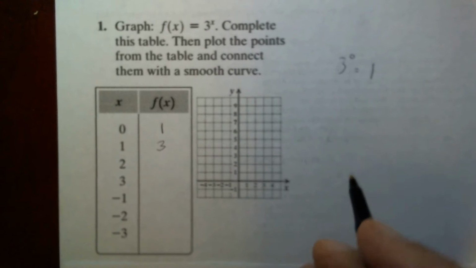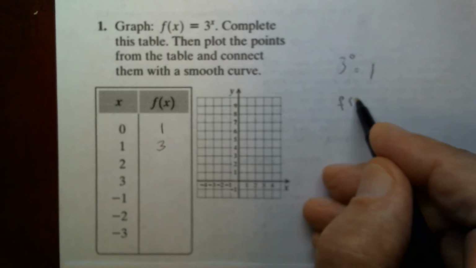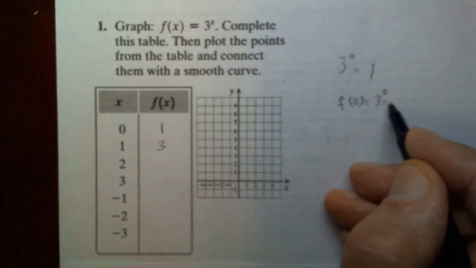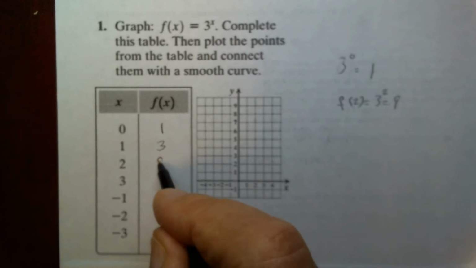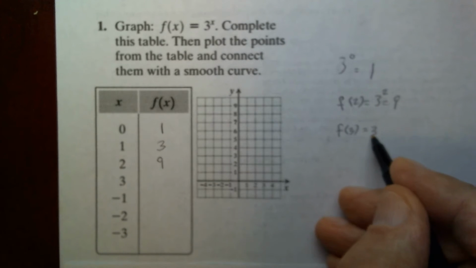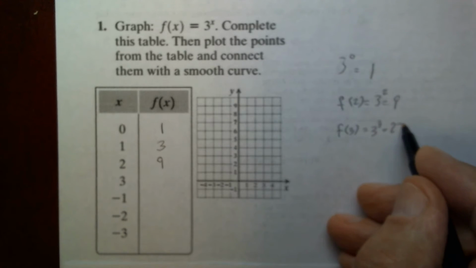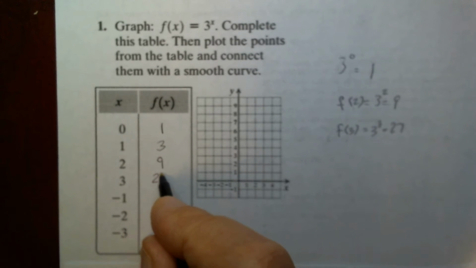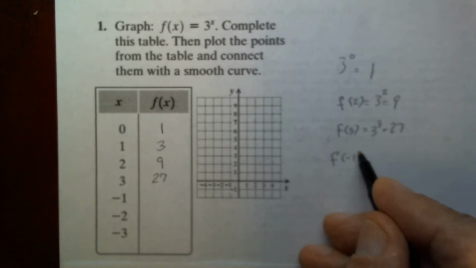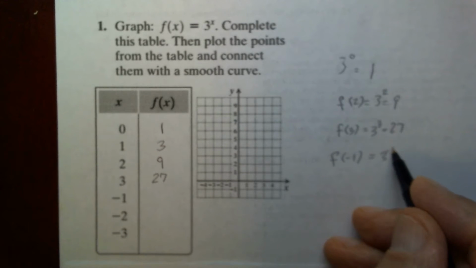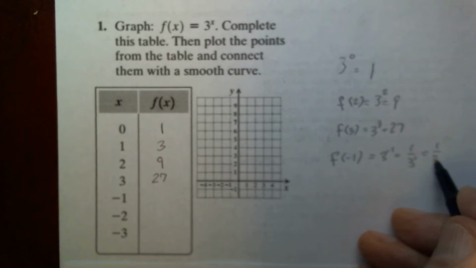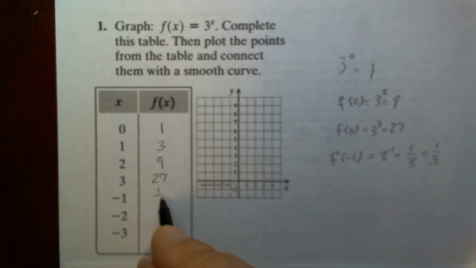When x equals 2, then f of 2 is equal to 3 to the second power, or 9. And f of 3, when x equals 3, we have 3 to the third power, and that's equal to 27. And when x is equal to -1, f of -1 is equal to 3 to the -1, which of course is 1 divided by 3 to the first power, or simply 1/3.